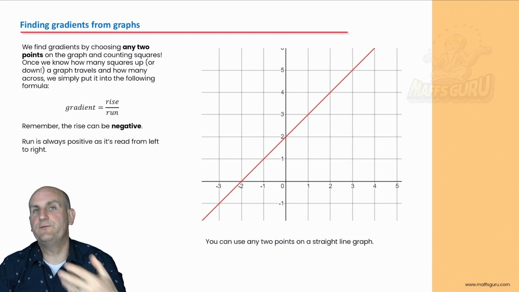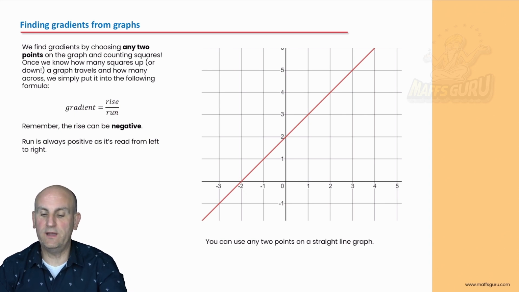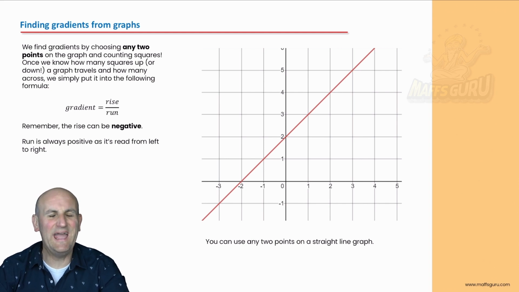So let's go back to finding the gradient. How do you find the gradient? The first and most important thing to do is choose 2 points anywhere on that line.